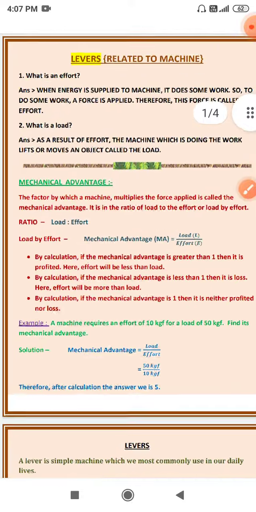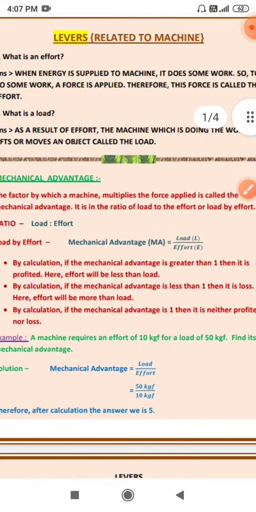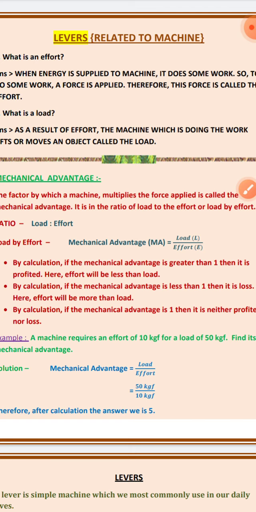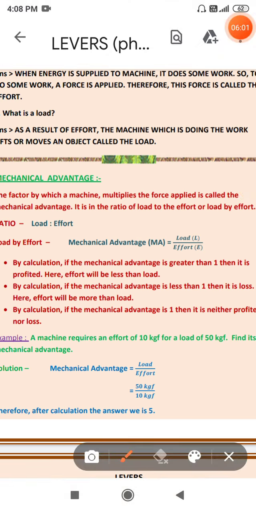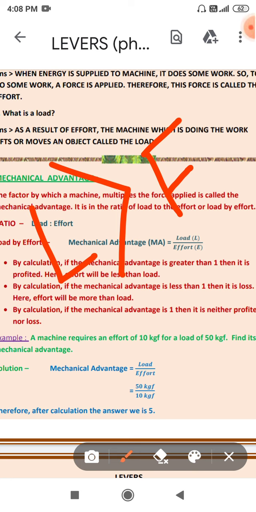Okay, we cannot say it is our loss, because we are giving less effort and we are getting the load, rather the output, much more. Okay, it is greater than the input. The output is greater than the input over here. So if we write over here, load is greater than effort. Okay, L means load and E means effort.